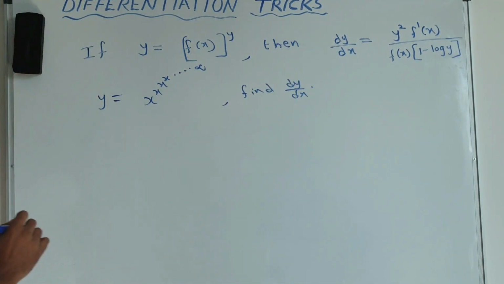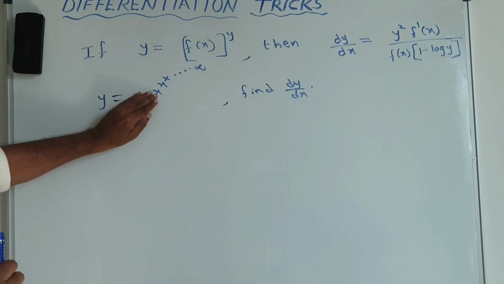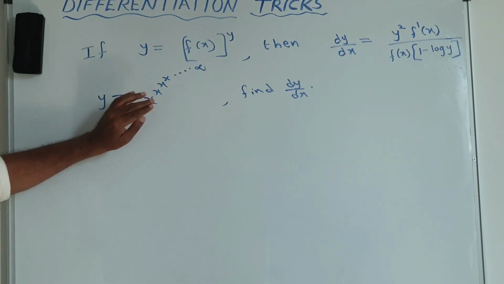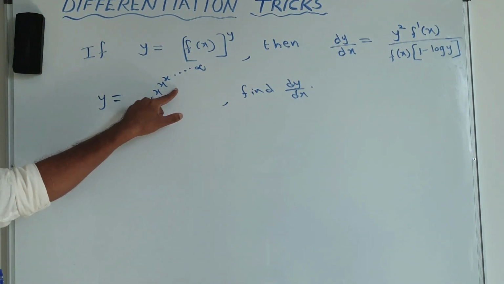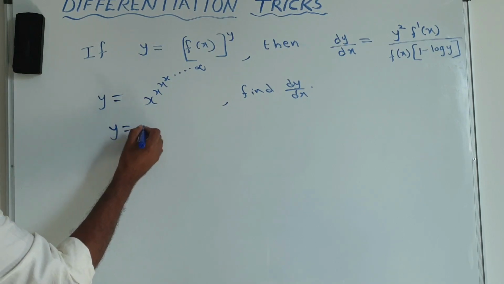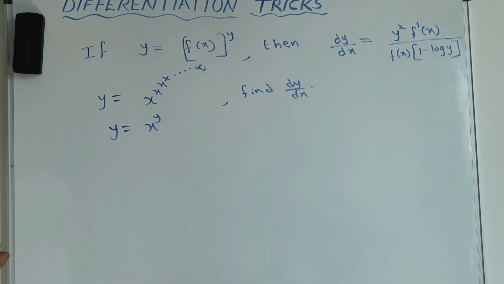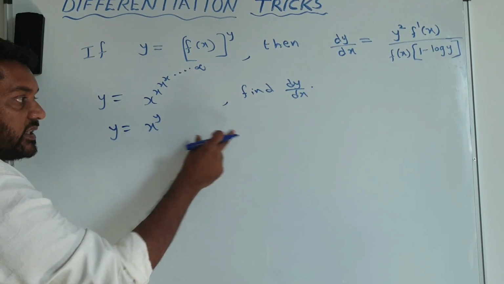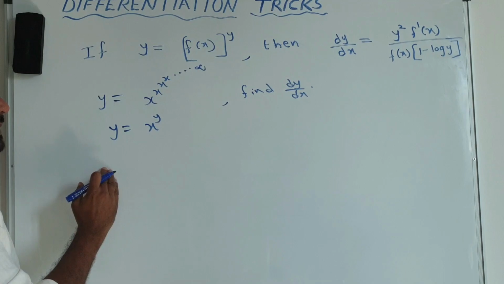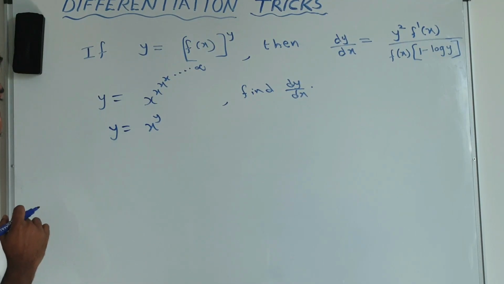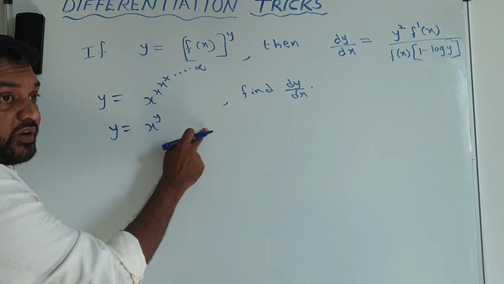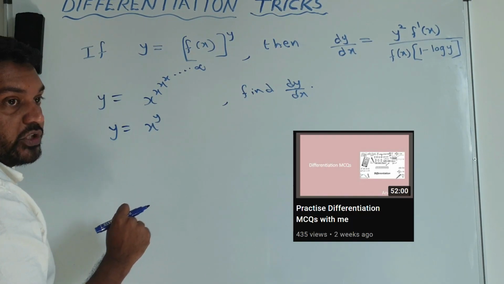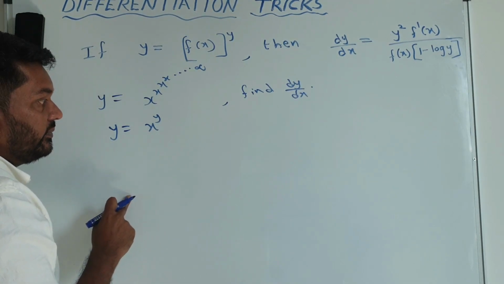The conventional way of doing this is what? Cover this x, the remaining is again y. So you will get y equals x to the power y. Now you have to take log on both the sides, then differentiate the RHS using the product rule, take dy by dx terms on one side, take it common and find it. I have explained this conventional way of doing this sum in my earlier video, differentiation MCQs. You can find the link here.